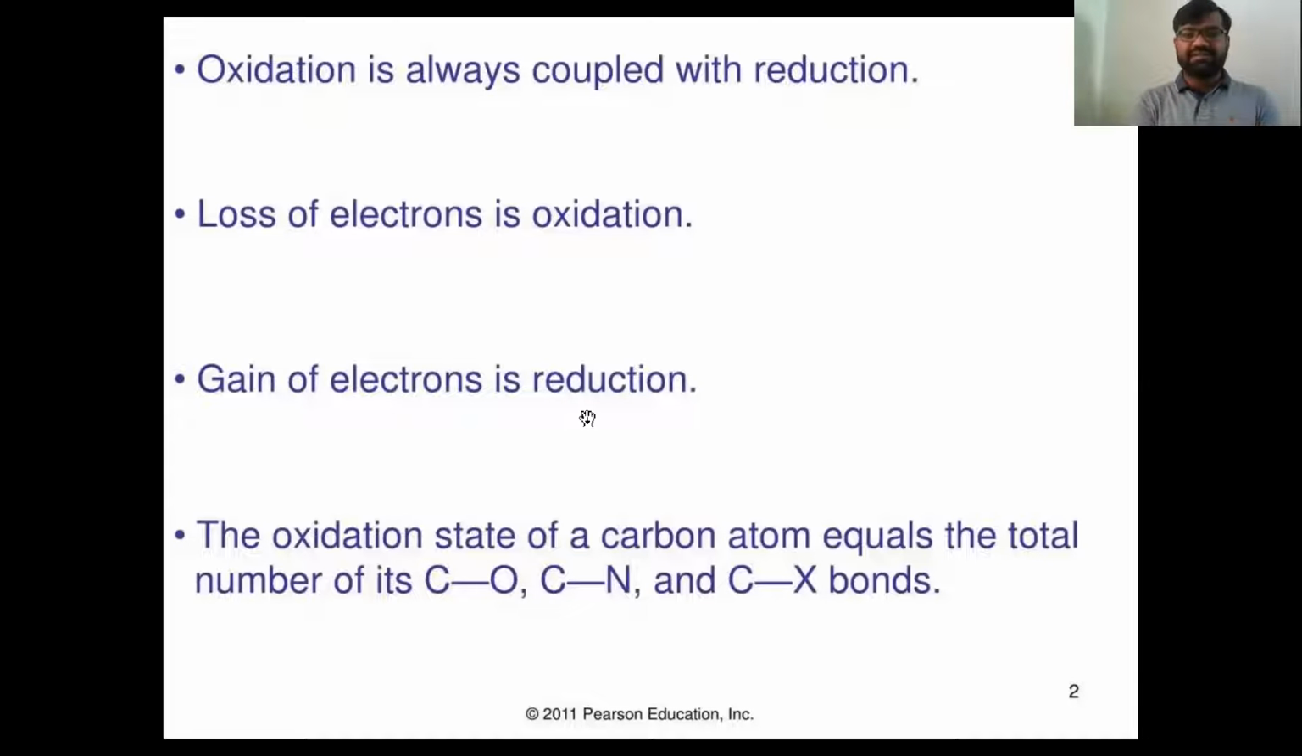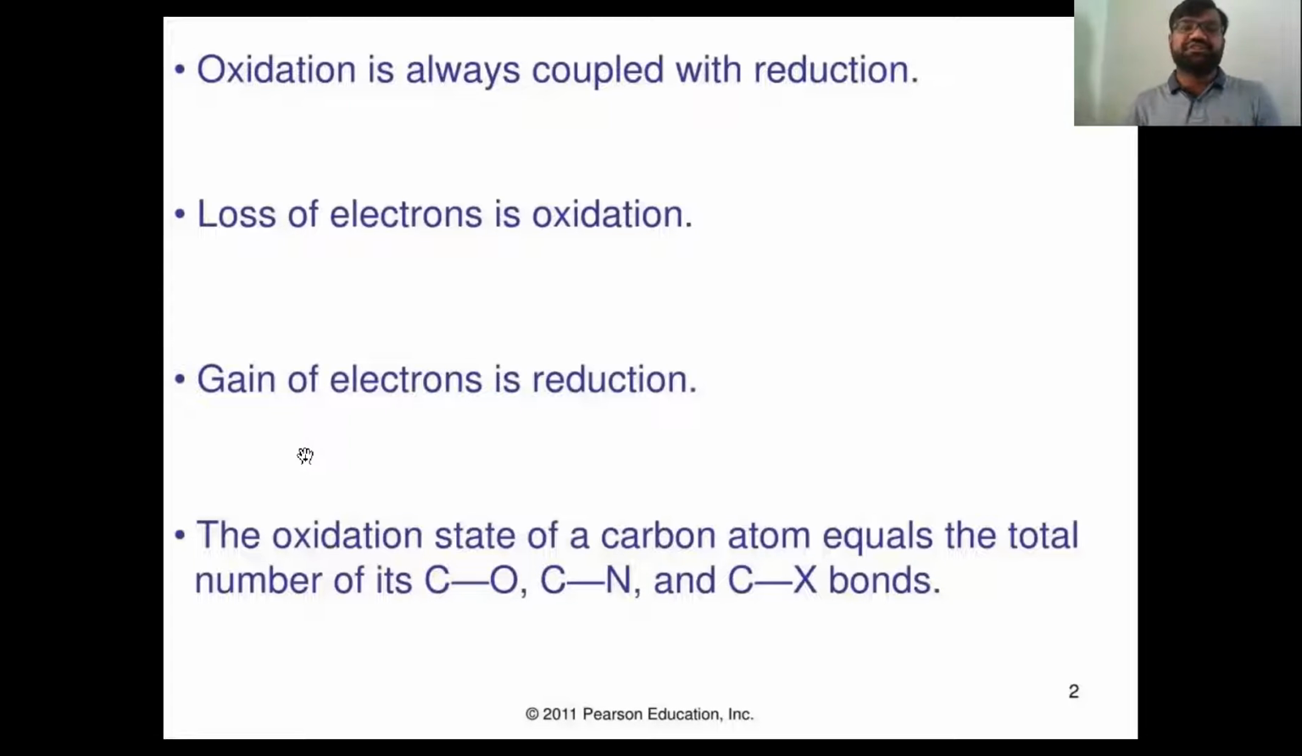Naturally, likewise, money: if you pay money to the shopkeeper, you are being oxidized, and the shopkeeper is receiving the money, so the shopkeeper is reduced. That way, oxidation and reduction. A substance giving the electron is oxidized. A substance receiving the electron is reduced. So in terms of electrons, we can categorize oxidation and reduction.